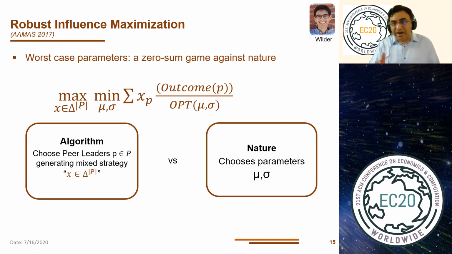We try to come at it by building up an algorithm that's going to play a zero-sum game against nature. So our algorithm is going to choose a mixed strategy over policies for selecting peer leaders, and nature is trying to choose parameter settings to cause our algorithm to perform as badly as possible, where the payoff is the outcome of a policy for a particular parameter setting compared to the optimal policy that could have been achieved for that parameter setting. So we are playing this max-min game.